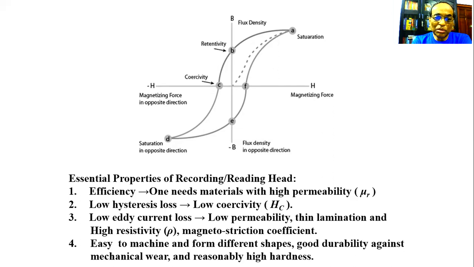Easy to machine also should be a criterion, and form different shapes. Good durability against mechanical wear, and reasonably high hardness. So this is the very basic requirement for getting sufficient efficiency and much less loss.